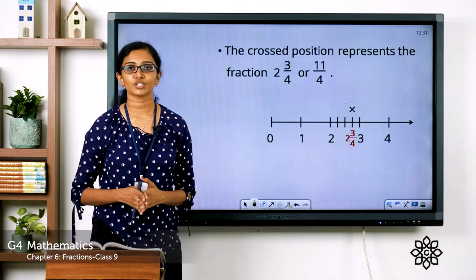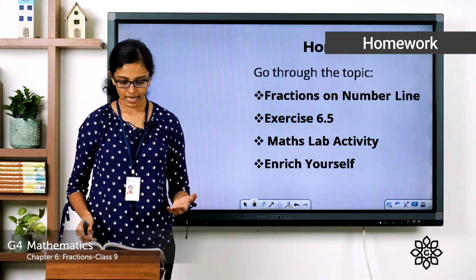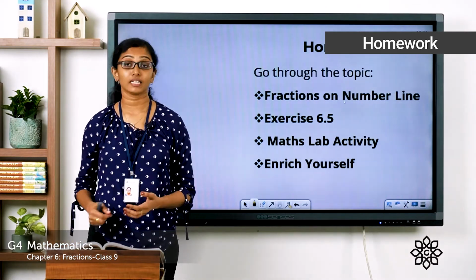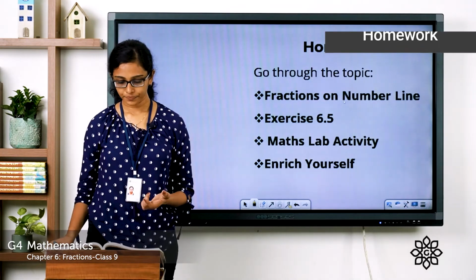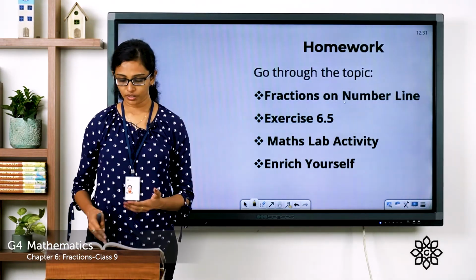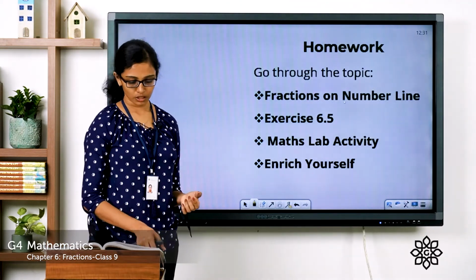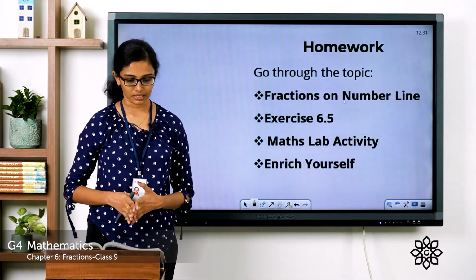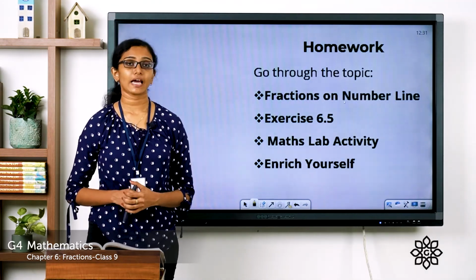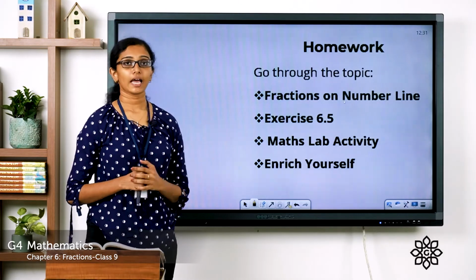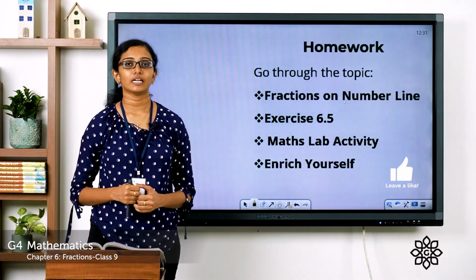So hope this is clear to you, children. Now you can go through the topic fractions on number line in page number 96 and 97 of your textbook. Then move on to exercise 6.5. You have to complete all the questions from exercise 6.5 in your notebook, and then on the next page you can see a MATLAB activity. Please go through that as well and do accordingly. And on page number 99 you can see the heading Enrich Yourself, which will be a revision on the topics that we learned in this class.